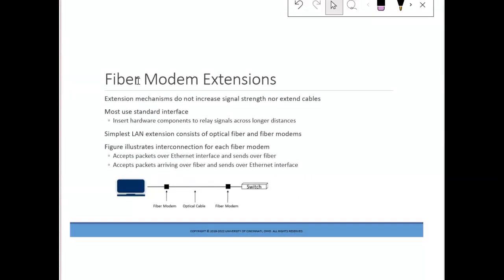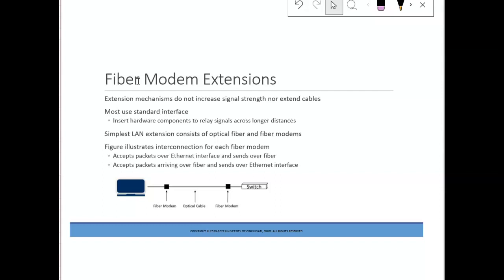Extension mechanisms do not increase the signal strength, nor do they merely extend cables. Most mechanisms used to relay signals across longer distances use a standard interface and insert additional hardware components. The simplest LAN extension mechanism consists of an optical fiber and a pair of fiber modems that are used to connect a computer to a remote Ethernet switch. The figure illustrates the interconnection.